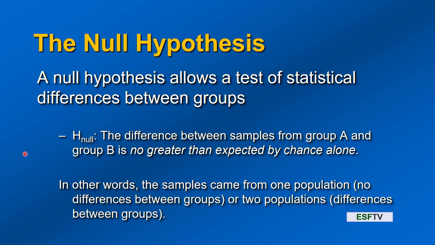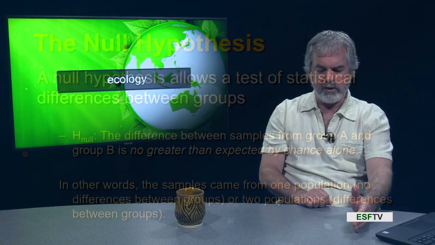Okay, and the null hypothesis always tests a statistical difference between groups, as I said. The difference between samples from group A and group B will be no greater than chance alone. In other words, the samples came from one population, no difference between the two groups. Or you've actually got two different populations. And I guess the example I just used is COVID infections in a nursing home, COVID infections in a soccer league, right? Local soccer league for your kids. Sorry, my kids, your siblings.